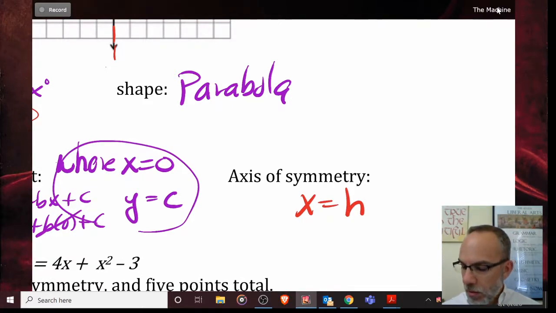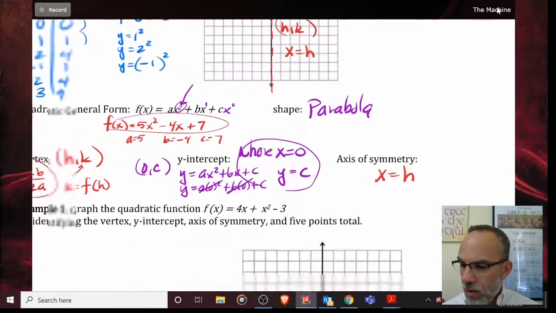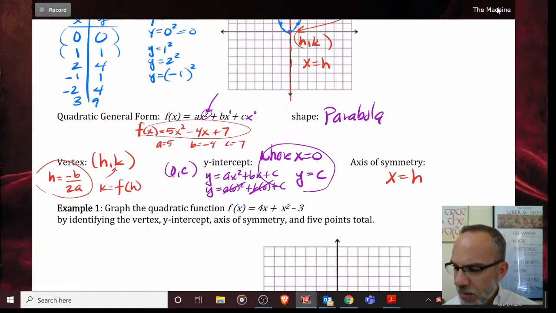Now, I realize that's a whole lot of information, especially if you haven't seen it before. So maybe rewind the video and pause it at certain points to get some of this down. But now let me put it into practice. So example number 1, graph the quadratic function f of x is equal to 4x plus x squared minus 3 by identifying the vertex, the y-intercept, the axis of symmetry, and then plotting 5 points total.